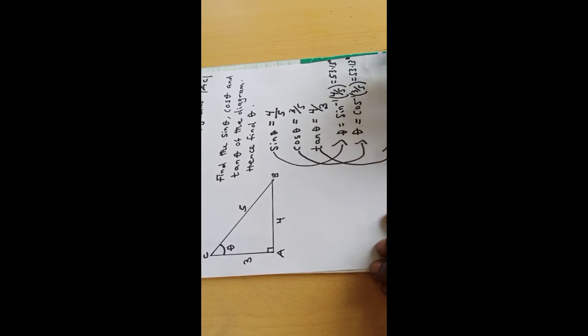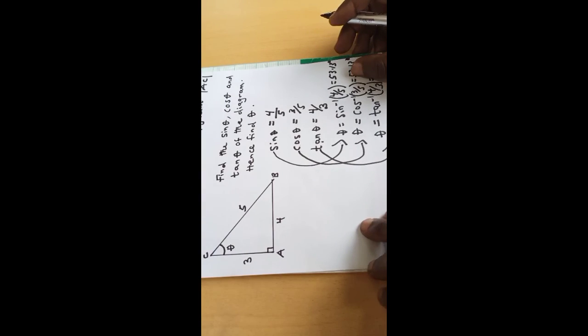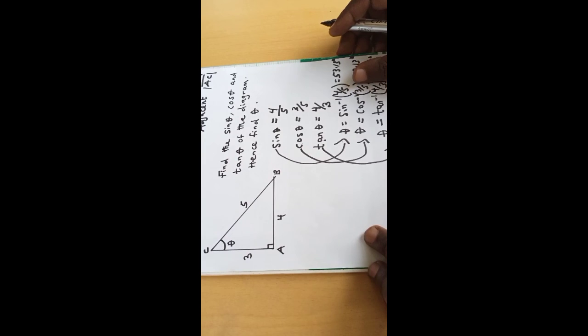Then for the final one, I must find the tan inverse of both sides. The tan inverse cancels the tan, leaving theta. Then theta is tan inverse of 4 over 3, and that is 53.13 degrees as well. So this is what we have for the first lesson.